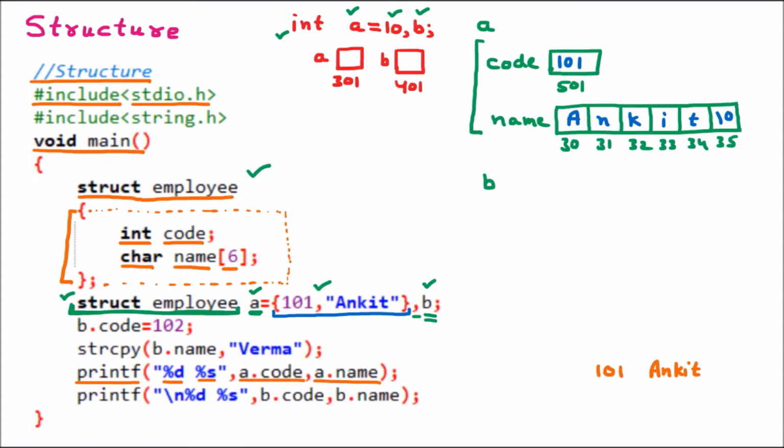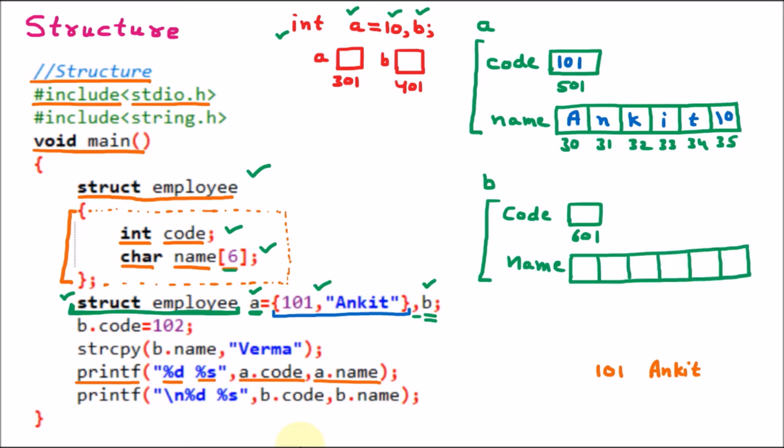That means inside this B there will be further elements. The first element will be the code. We know that code is the integer data type, so here one block will be reserved. Let's say the address is 601, and then the second element is name. We know that this name is the character array, so correspondingly 6 blocks will be reserved.